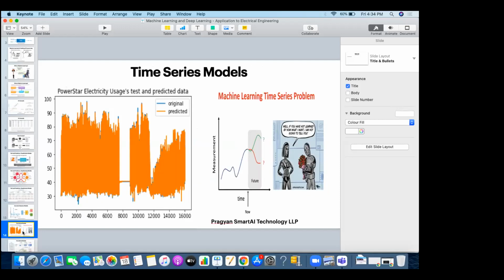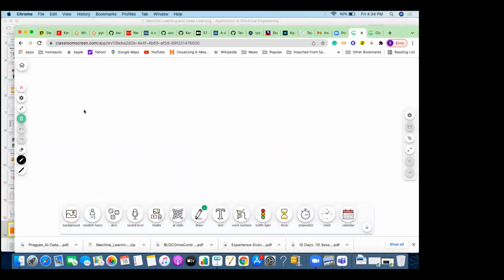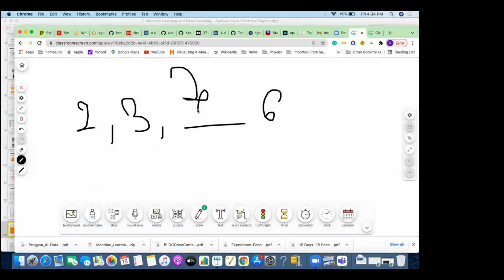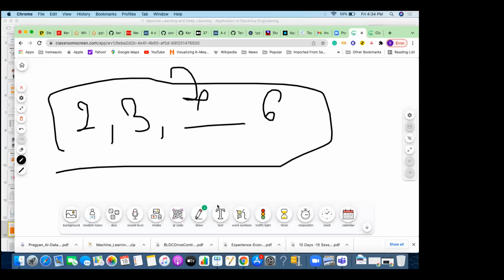Another thing is time series models. What is meant by time series models? You already know number series, maybe from aptitude tests. There is a 2, then a 3, then a gap, then 6. I ask you to fill in the gaps, or find the next element. This is called a series, and you are figuring out the number.